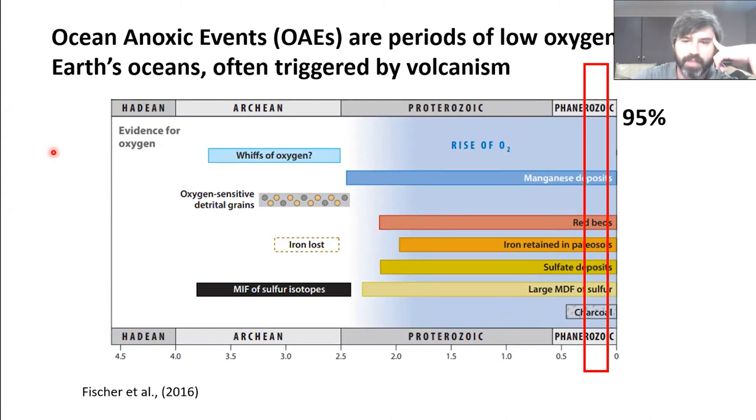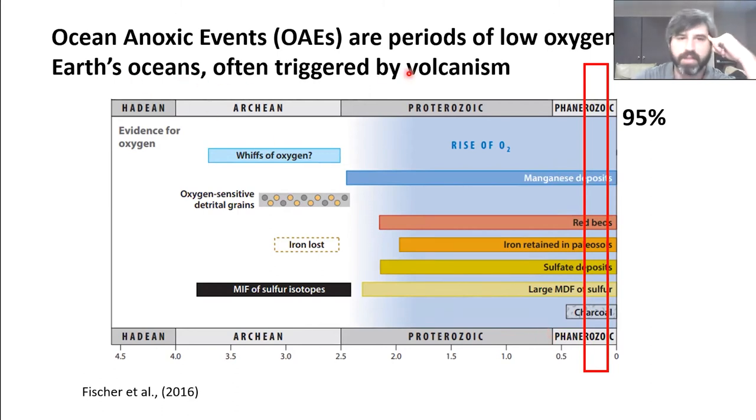And I'm gonna start with the kind of big picture Earth history perspective, which is that oxygen in today's world is ubiquitous. It's one of the most common gases in the atmosphere, and about 95% of seawater has oxygen all the way to the ocean floor. The Earth historian's view is that this is a relatively recent state of affairs. Oxygen probably first started accumulating around 2.1 billion years ago in Earth's atmosphere. And then it wasn't until just before the Phanerozoic that we started getting a lot of oxygen all the way to the bottom of the ocean.